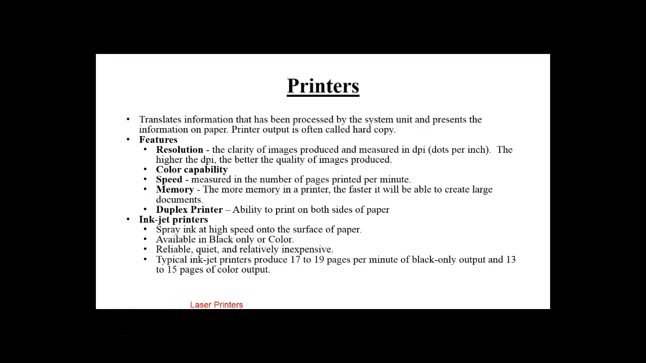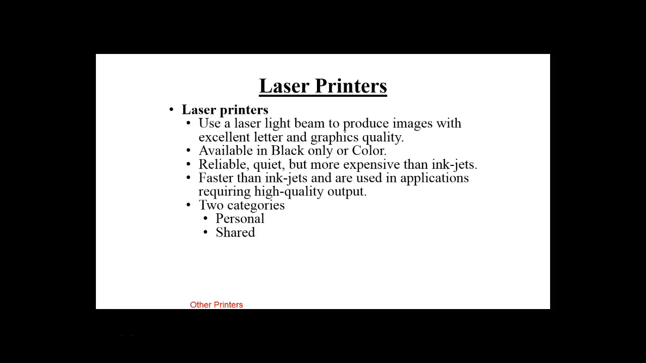Okay, we're going to look at several different types of printers. The first one is the inkjet printer. It sprays ink at a high speed onto the surface of paper. It's available in black only or in color. They're reliable, they're quiet, and they're relatively inexpensive to purchase. Typically, inkjet printers produce 17 to 19 pages per minute of black-only, or about 13 to 15 pages of color output.